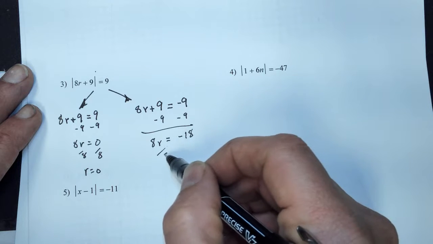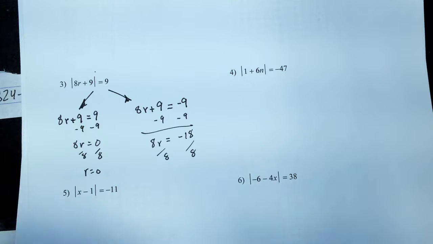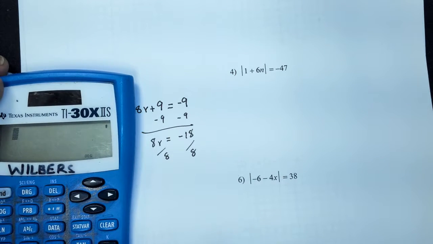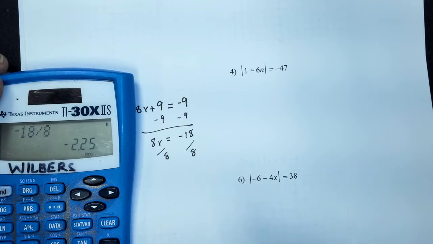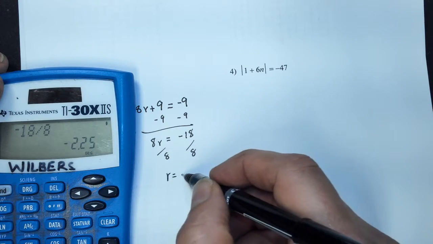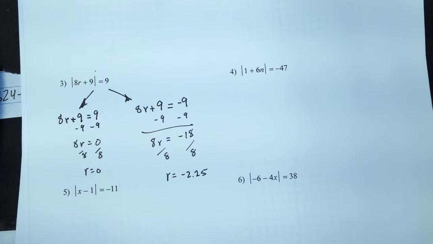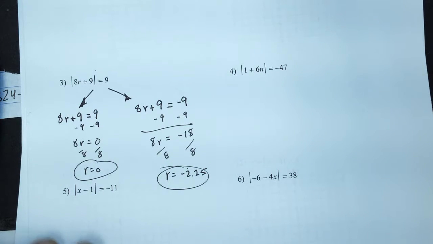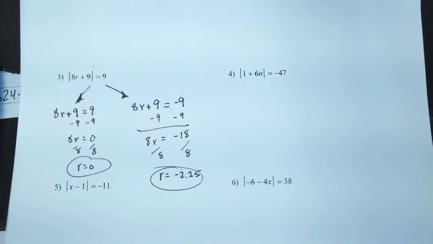8r, divide by 8 on both sides. And it's okay to use a calculator if you want to just get a decimal estimate. So negative 18 divided by 8, 2.25. So r is negative 2.25. And that's it. That's what you're going to do. 2 solutions.